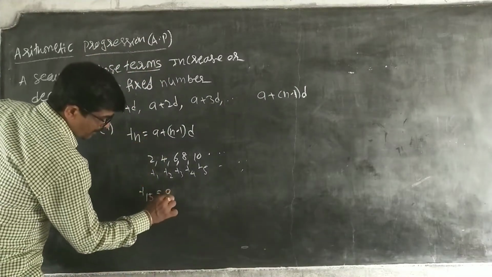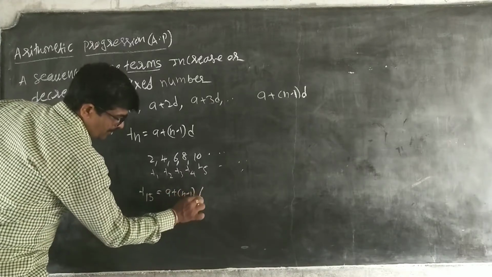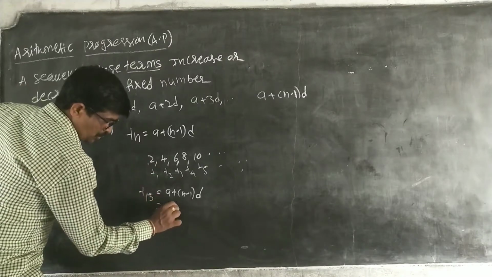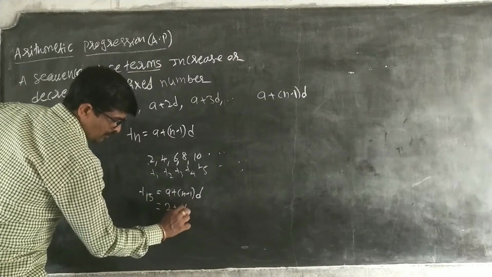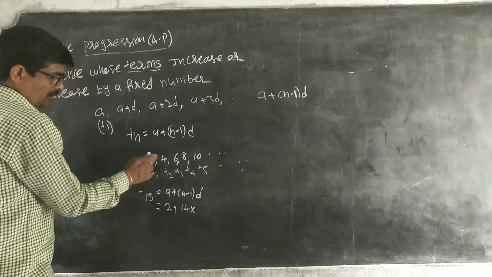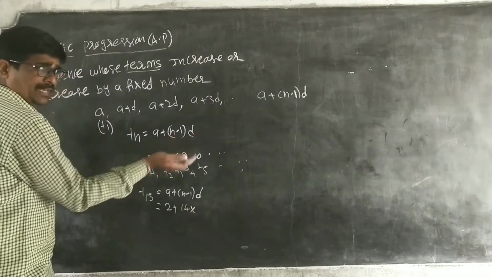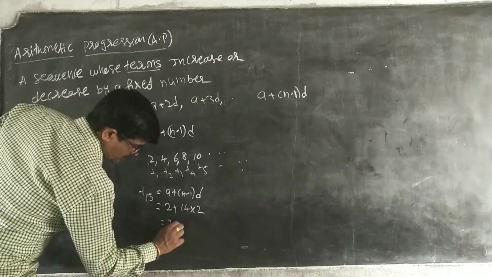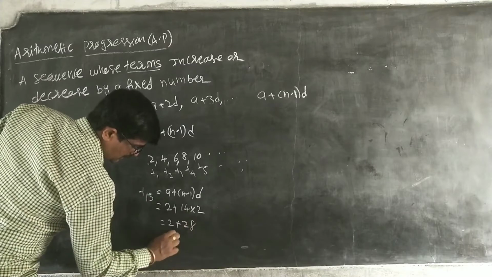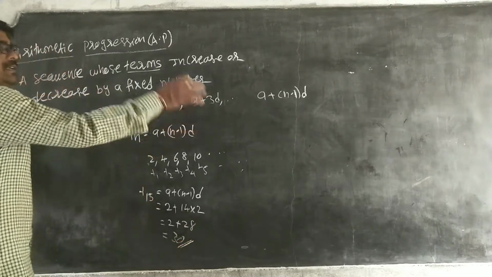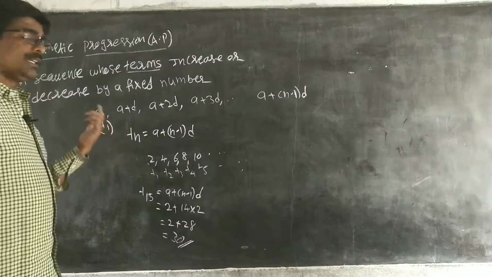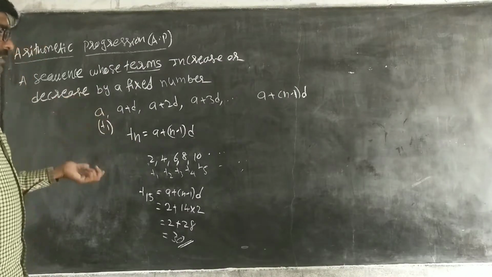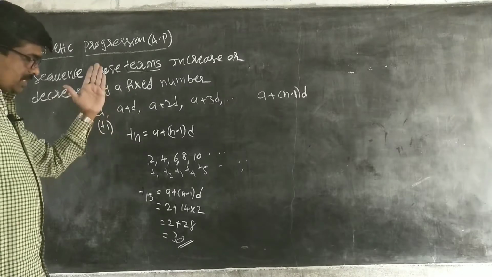T15 is equal to A plus n minus 1 into d. N means 15. A means first term, 2, plus 15 minus 1, that is equal to 14. Here d, the difference, is 4 minus 2 or 6 minus 4, take anywhere. The difference is always equal. That is equal to 28. That is equal to 30. Okay. This is the nth term. Next, we are going for another problem. First, you have to observe.